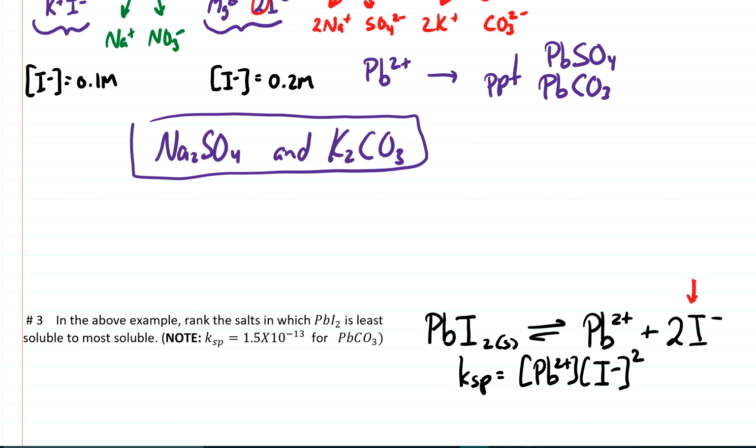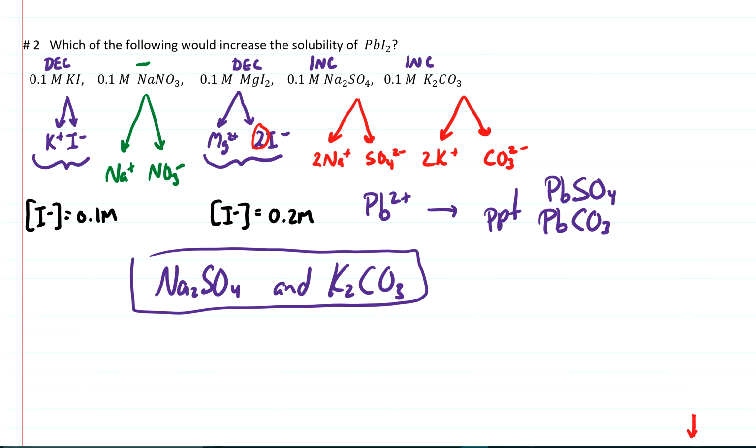So really MgI2 would be the compound that has the biggest effect on making PbI2 least soluble, and then the KI, potassium iodide, and then next would be the sodium nitrate, and then clearly the next two would be the last two chemicals, which actually increase the solubility of the compound.